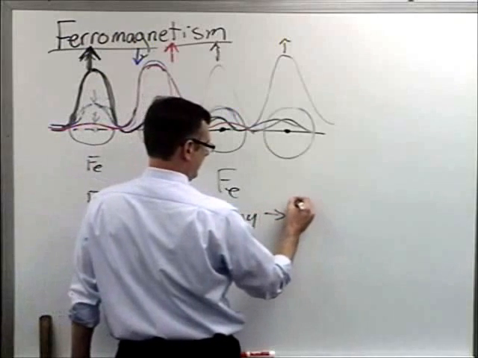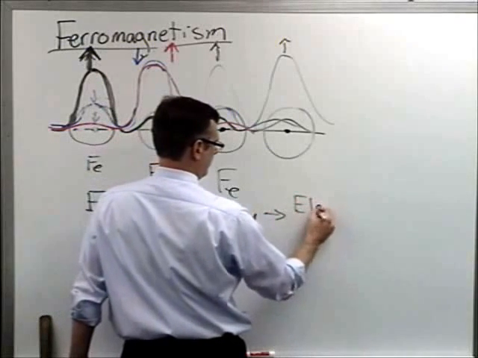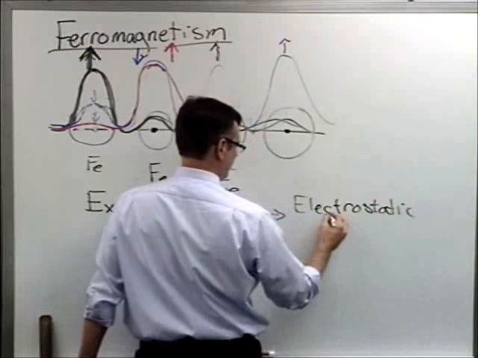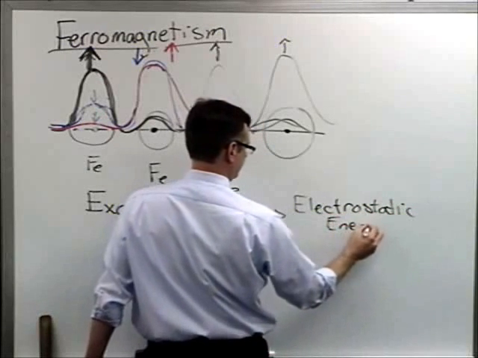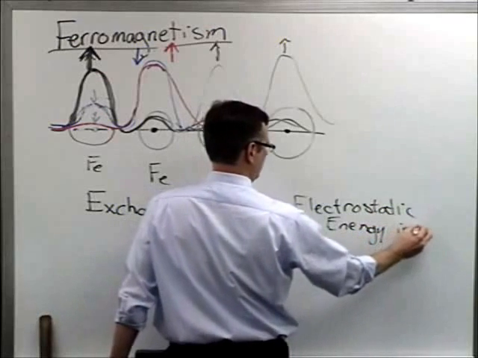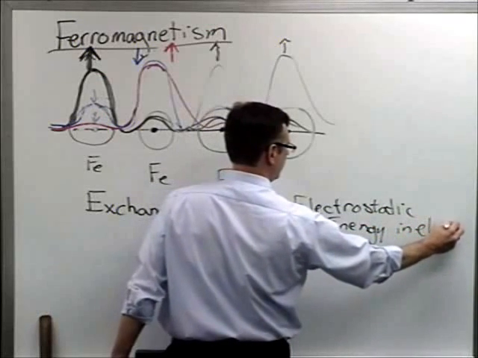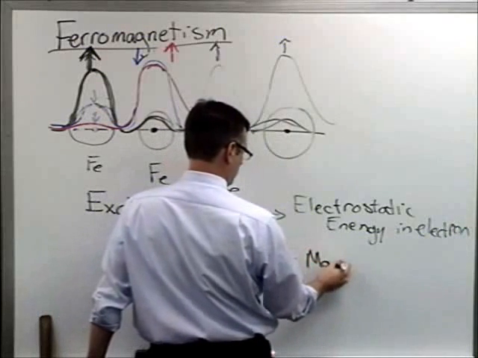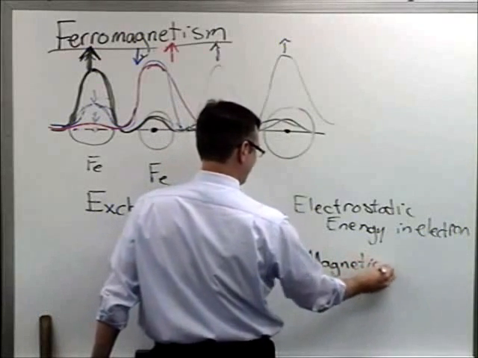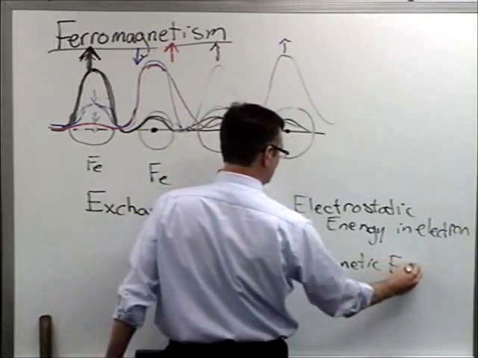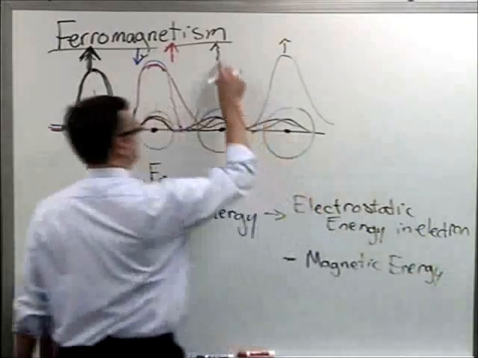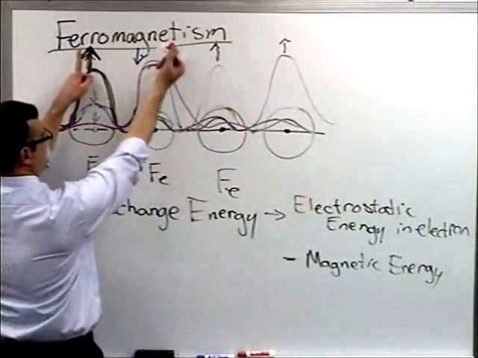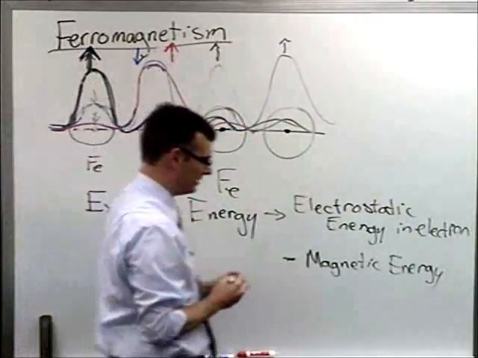And this is basically the electrostatic energy in the electron minus the magnetic energy, or really just the difference in energy between these two states in quantum mechanics, the parallel spin and the opposing neighboring spin.